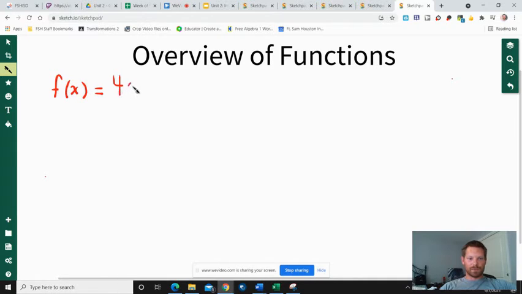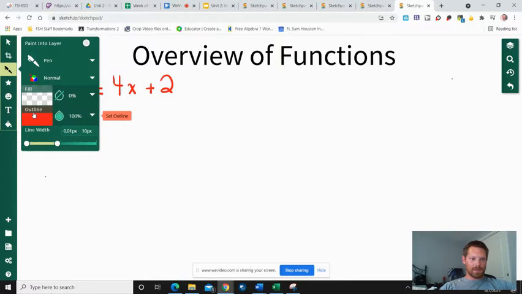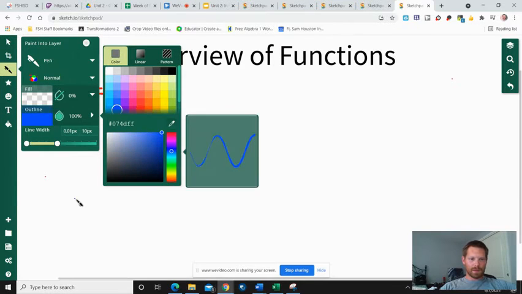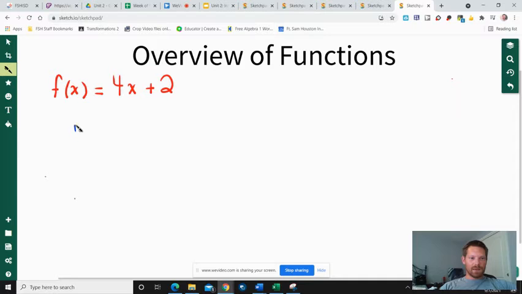So we could do a simple one. I'm just going to make this up. Let's say 4x plus 2. And we'll see a lot more complex functions than this, but it's day one, so keeping it basic. All right, so f of x equals 4x plus 2. What we could do with this function is, if we wanted to, for any specified number being x, we could plug in that number and get an answer, right?